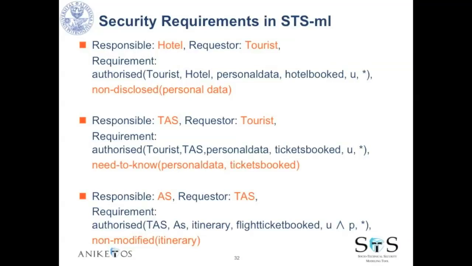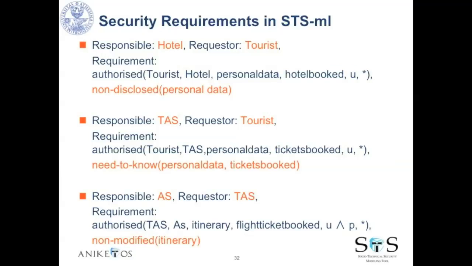So some requirements that we can derive from this modeling and expression of security needs are these. I've given here the example of the hotel. The hotel is responsible to not disclose personal data when the tourist is authorizing him on his personal data in the scope of goal hotel booked, and he's authorized the hotel only to use this information, but not to disclose it. So he has to make a commitment to respect this requirement for non-disclosure, and he also cannot transfer his rights to any other party.